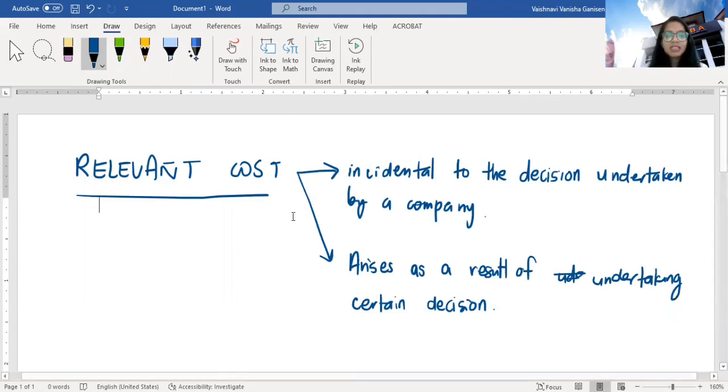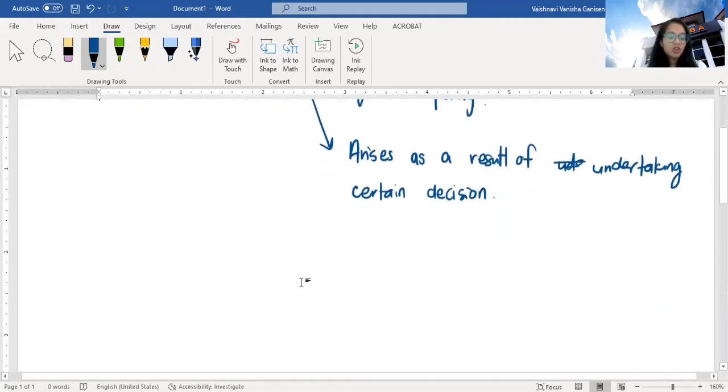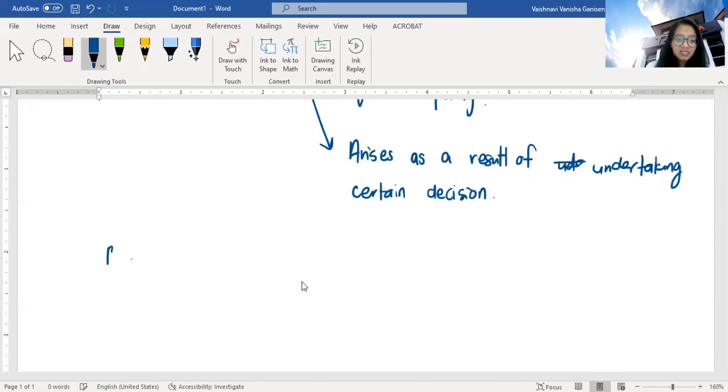Okay, so what are the components of relevant costs? I always tell my students, remember only one version of it, the other is the opposite. So let's talk about relevant first.